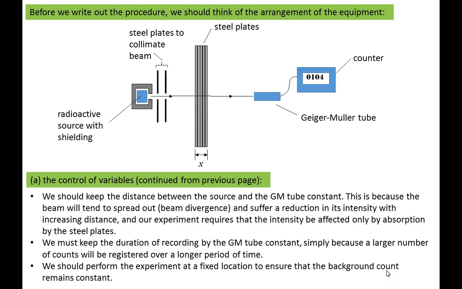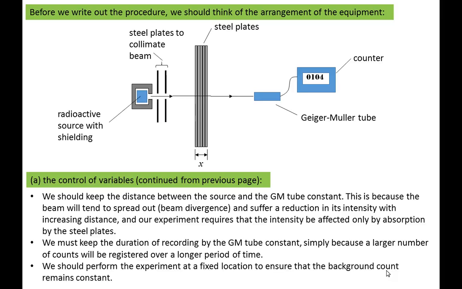Then you have your steel plates. Okay, then you control the thickness, and then you use the GM tube to measure the count rate, right? Okay, so now that you can visualize the apparatus, you can continue to think about control variables. What are the variables that you keep constant?